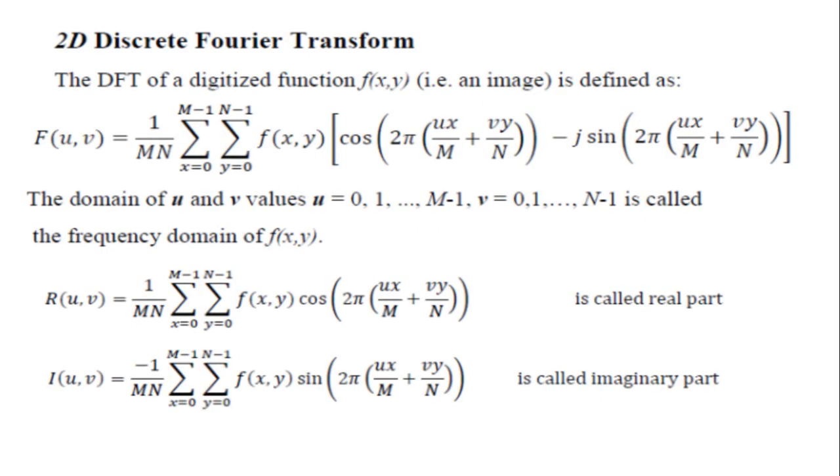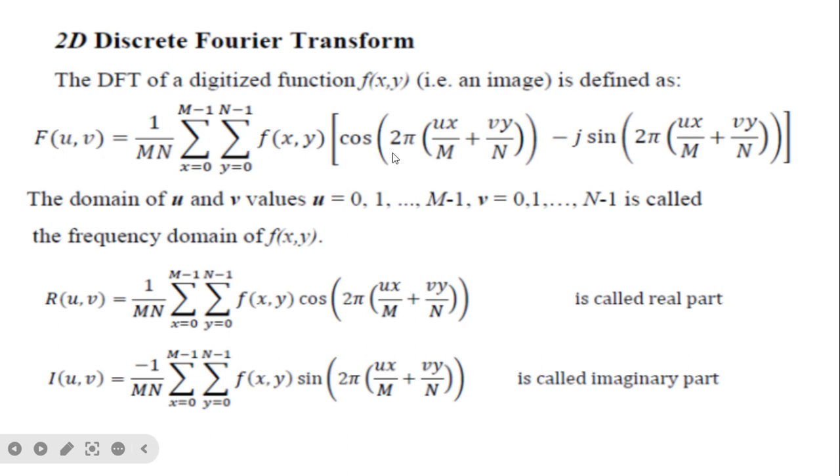Now this is a basic formula, that is two-dimensional discrete Fourier transform. DFT, that is discrete Fourier transform of digitized function f of x y, where f of x y is an image, is defined as, now here F of u v, F is nothing but the Fourier domain, that is frequency domain, and u and v are nothing but the rows and columns in the frequency domain, and x and y are represented in the time domain. Total number of rows are M and total number of columns are N.